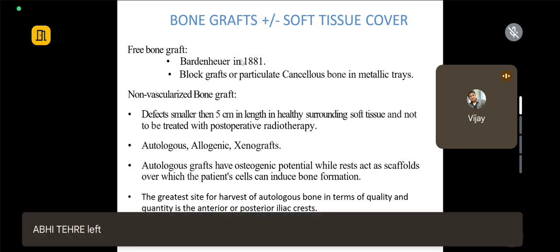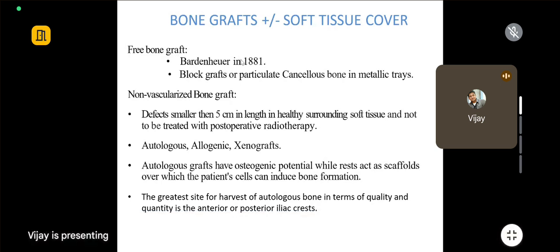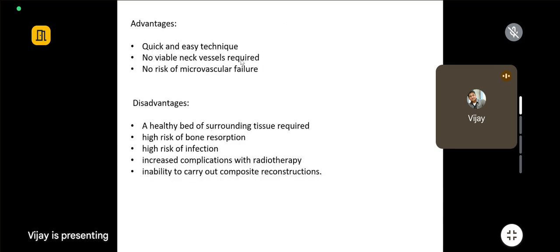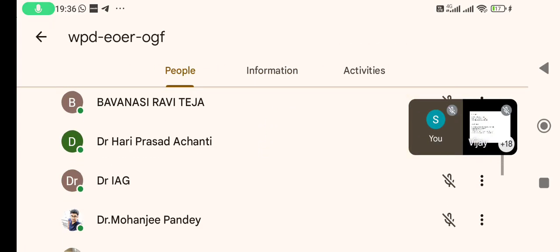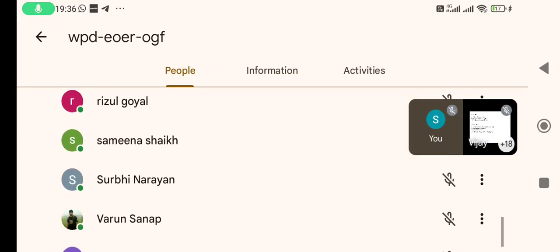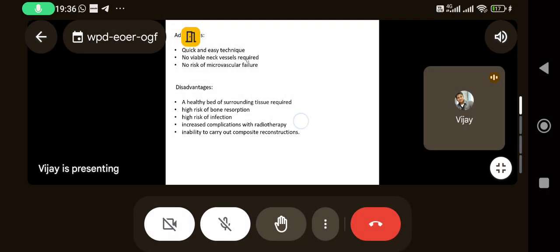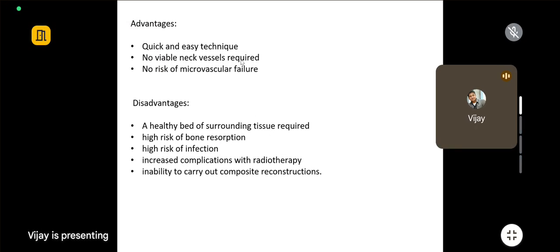The greatest site for harvesting the autologous bone in terms of quality and quantity is the anterior or posterior iliac crest. What are the advantages of this method? This modality is a quick and easy technique, no viable neck vessels required, no risk of microvascular failure. However, the disadvantages include a healthy bed of surrounding tissue is required, high risk of bone resorption along with infection, increased complications when there is radiotherapy, and inability to carry out composite reconstructions.